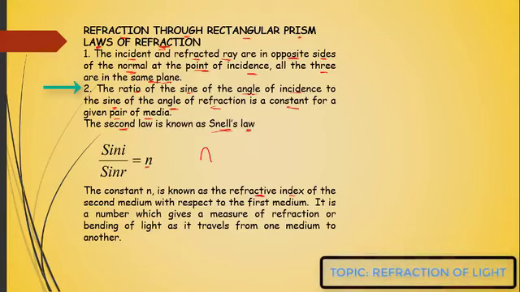Written like this, it is the refractive index of the second medium with respect to the first medium. It is a number which gives a measure of refraction or bending of light as it travels from one medium to another.